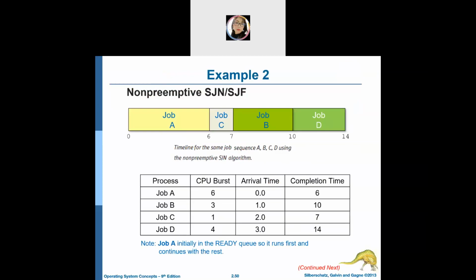Okay, this one is for the algorithm SJN, SJF, because this one is non-preemptive. I think this one is already familiar, because it's not too hard for you to do the SJN. You can try to do this example.